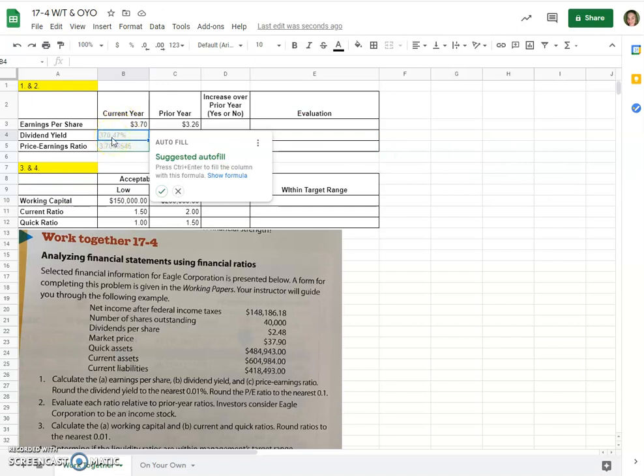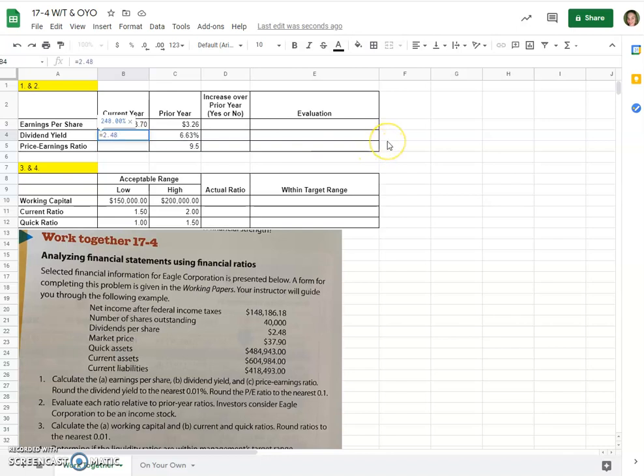The next one is dividend yield, and our textbook says that it is dividends per share divided by market price per share. So dividends per share, 2.48, divided by market price per share, 37.90, gives us 6.54%.